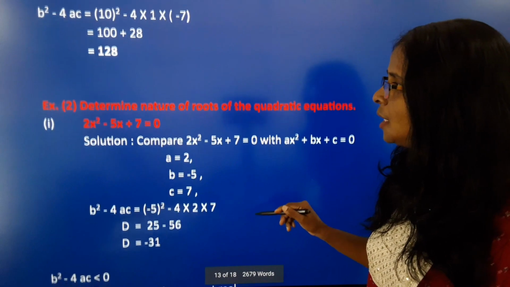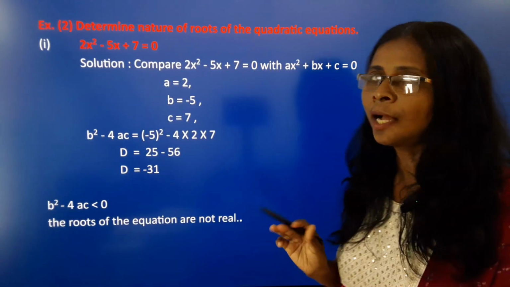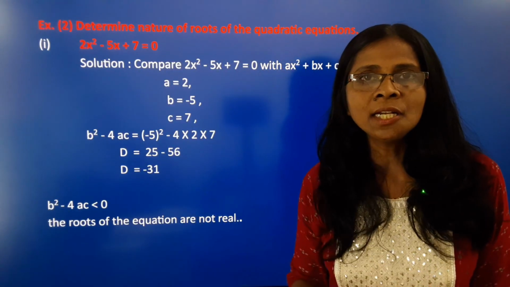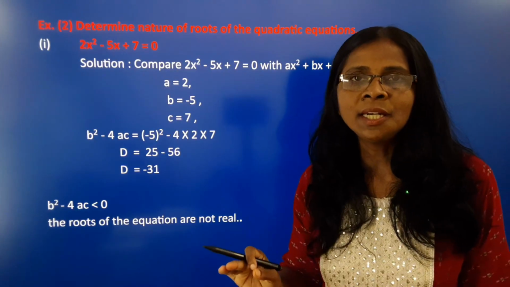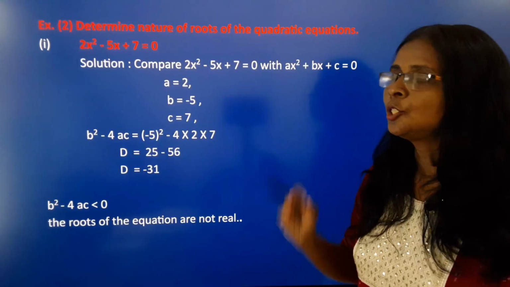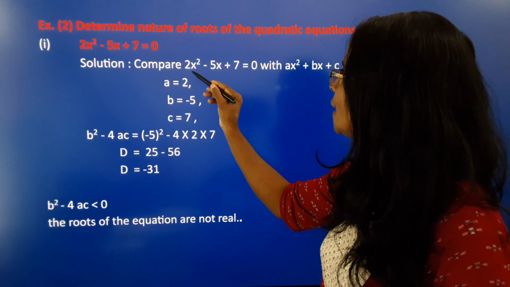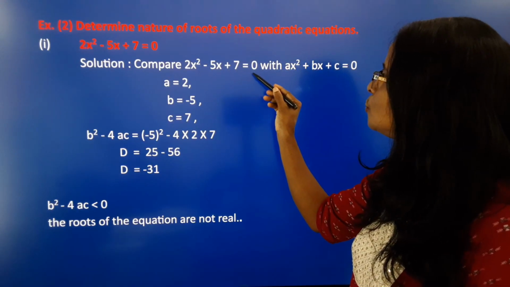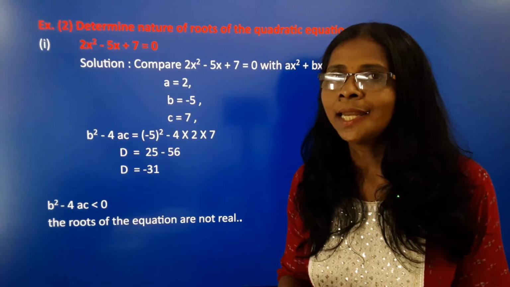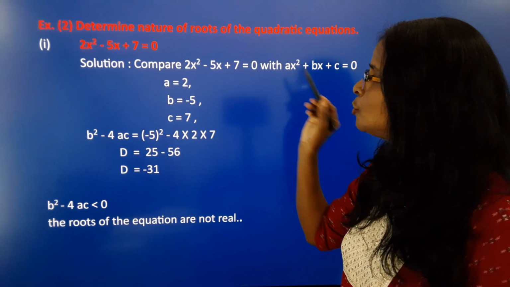The next example, determine the nature of roots of the quadratic equation. Now here we have to do one step first, that is finding out the value of the discriminant, and then you determine the nature of the roots. So let us compare 2x square minus 5x plus 7 is equal to 0 with ax square plus bx plus c is equal to 0. Then we have a is equal to 2, b is equal to minus 5, c is equal to plus 7.